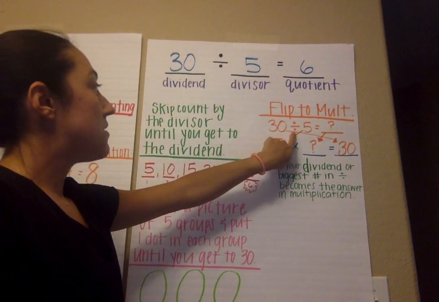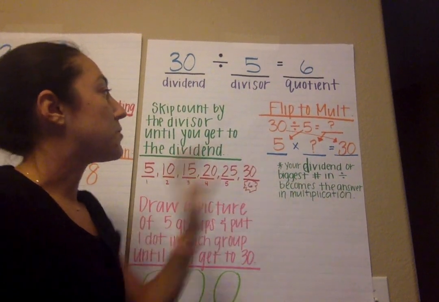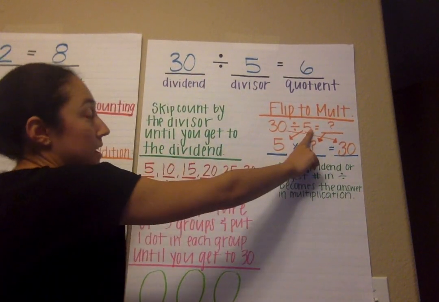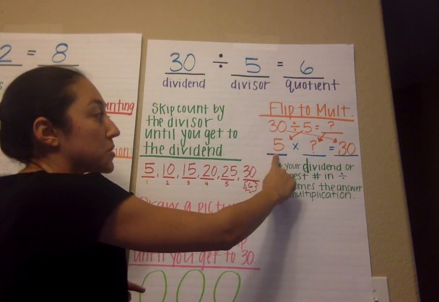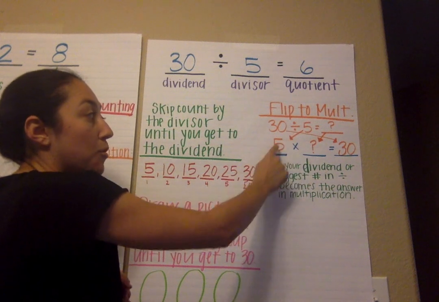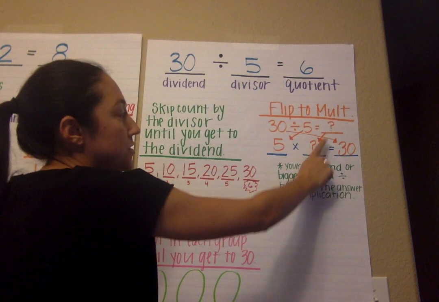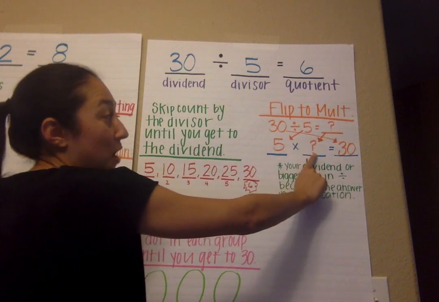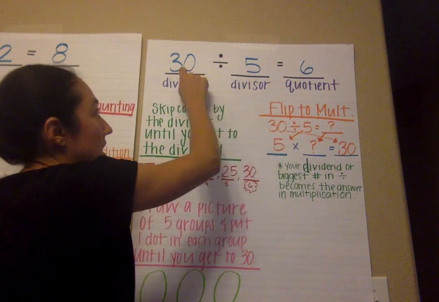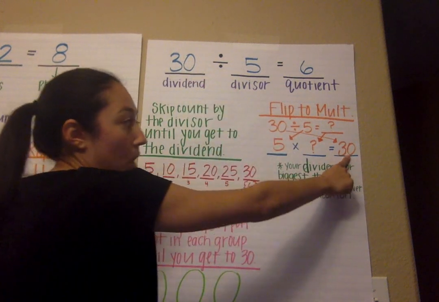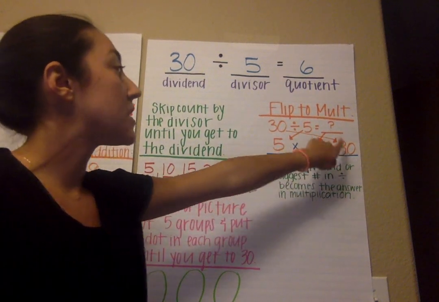So if it was 30 divided by 5, and we didn't know our answer, we could flip to multiplication. The divisor, or the second number here, would become your first number in multiplication. So this is your groups or your rows, and then your question mark will come here, so your quotient becomes a factor in multiplication, and then your dividend becomes the answer or the product to your multiplication problem.